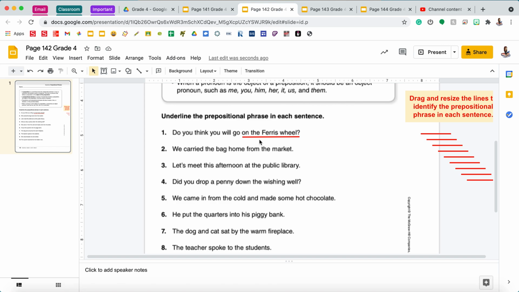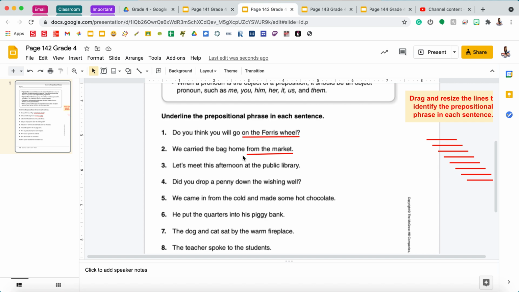Let's look at number 2. We carried the bag home from the market. From is my preposition. Market is my object. So from the market is my prepositional phrase. And again, I can eliminate it and my sentence still makes sense. We carried the bag home.